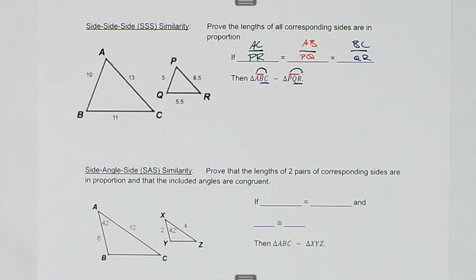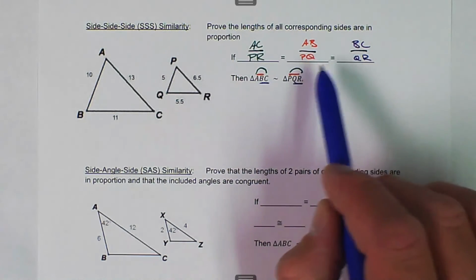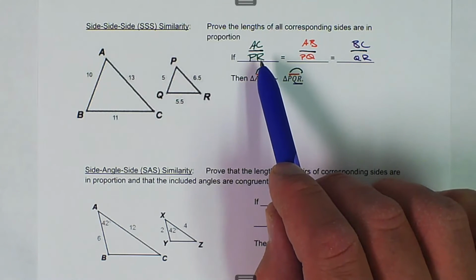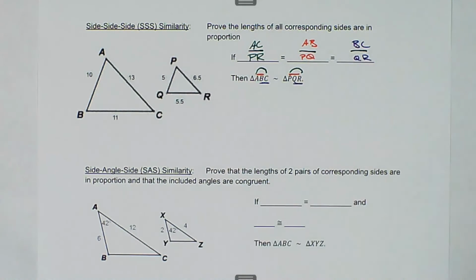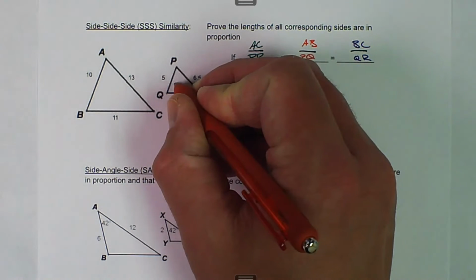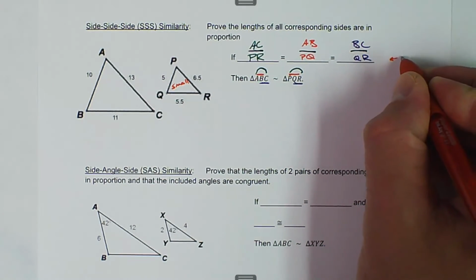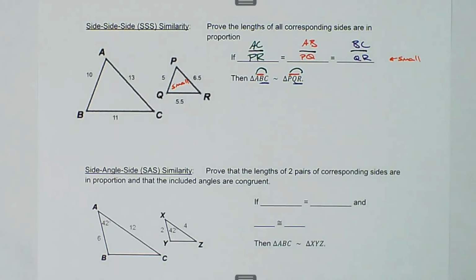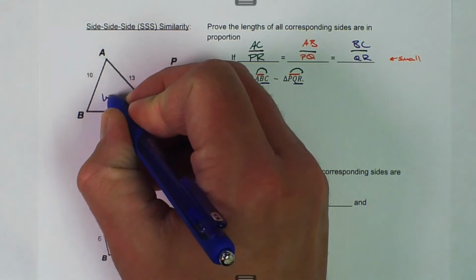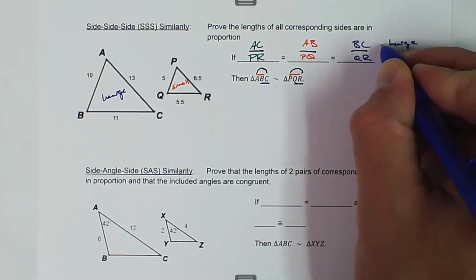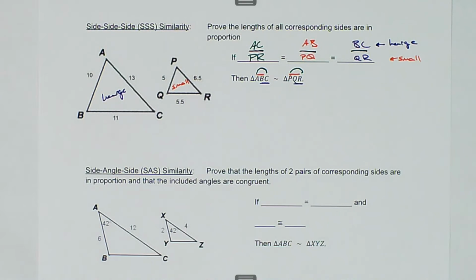And then notice that we have the corresponding sides stacked vertically. PR is going to be the smaller triangle, and these are all on the bottom. So these are the small triangle sides, and this is the large triangle. So we kept the proportions the same way that we have in our previous lessons.